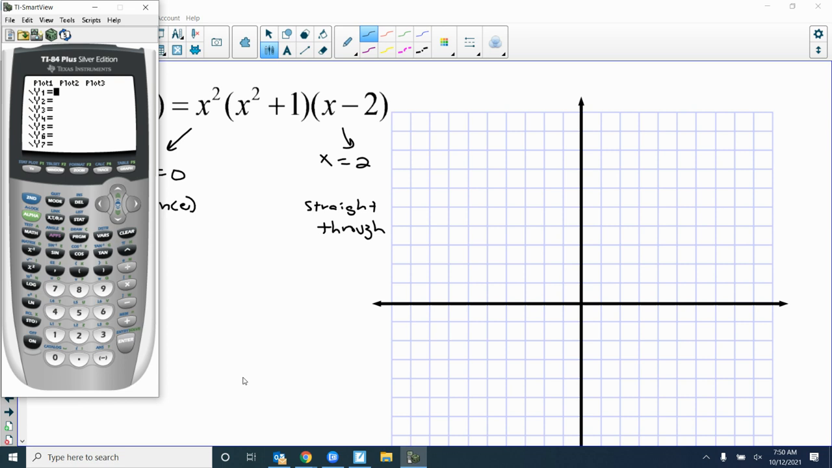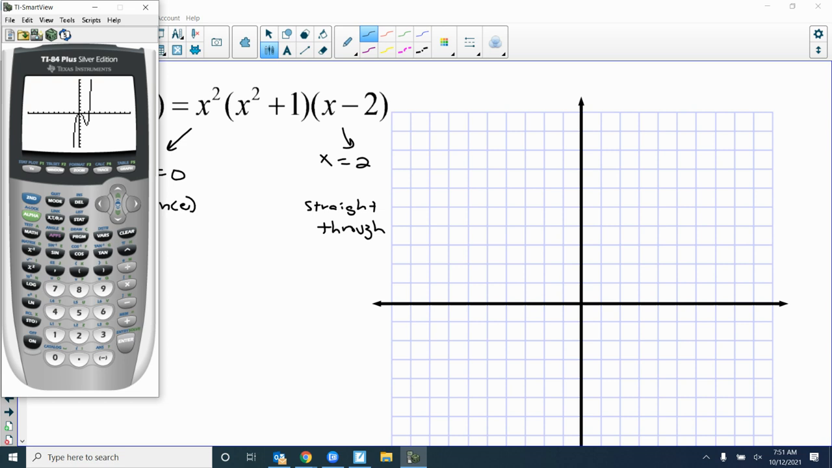All right, so we got x squared, parentheses, x squared plus 1, x minus 2. And I'm going to zoom 6. Let's just see what's happening here. All right, we can see well enough. Okay. What are the only two places it hits the x-axis? It hits it at 0, and it hits it at 2. Okay, that's it. Okay, and that's correct.